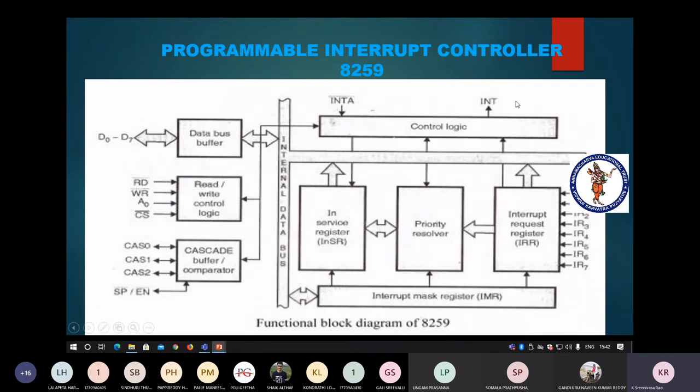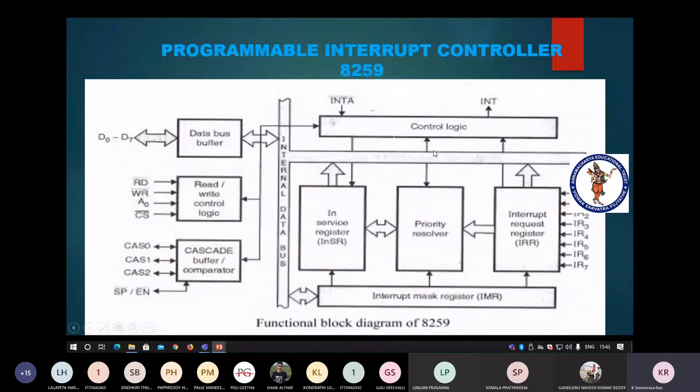So this is the architecture of the 8259 programmable interrupt controller. The major blocks in this are the interrupt request register, priority resolver, in-service register (ISR), control logic, data bus buffer, read and write control logic, and cascade buffer or comparator. Let us see one by one the importance of each and every block.